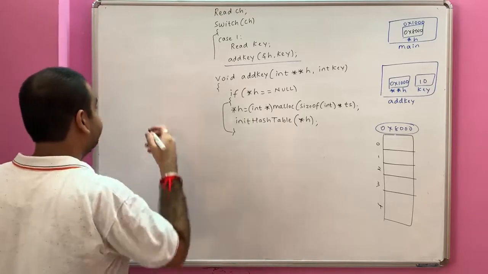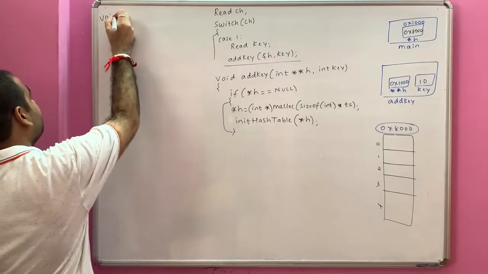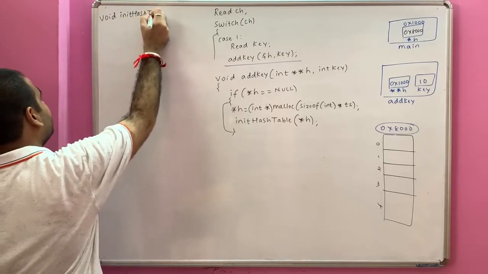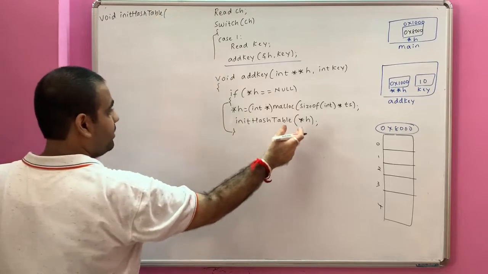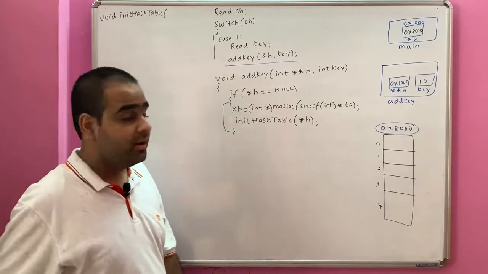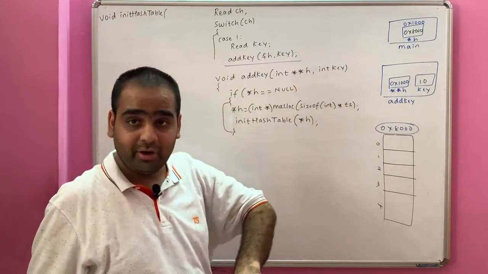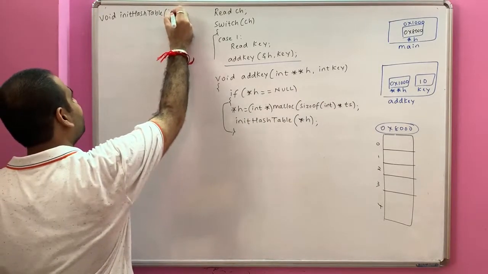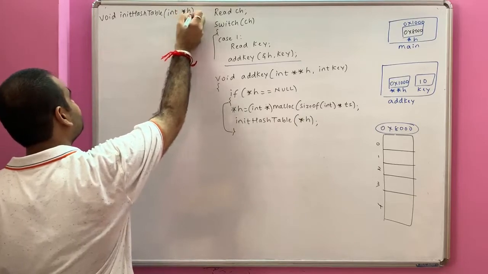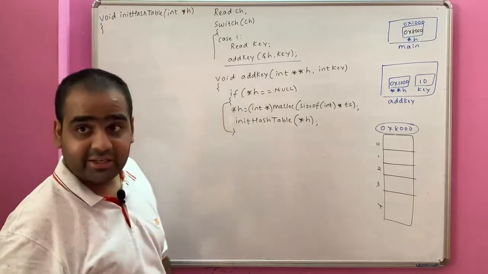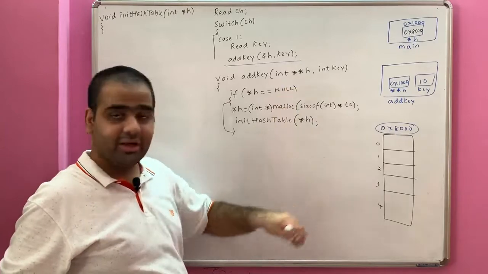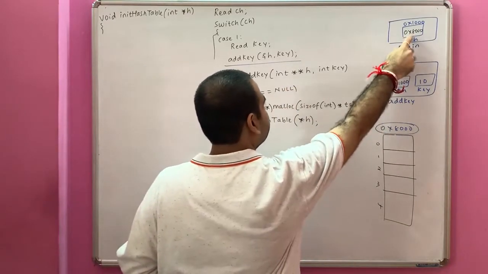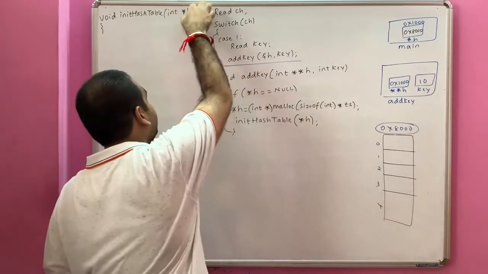Init hash table. It is void. What is the function name? Init hash table. What is the first parameter? Star h. Now h is of what type? It is a double pointer. From double pointer, if you take away one pointer, it becomes a single pointer. Let's say int star h. Why it is star h? Again I am saying from double pointer you take away one pointer, it becomes int star h. Now what is star h? Go to address 1000 and get the value. It is 8000. 8000 is copied.